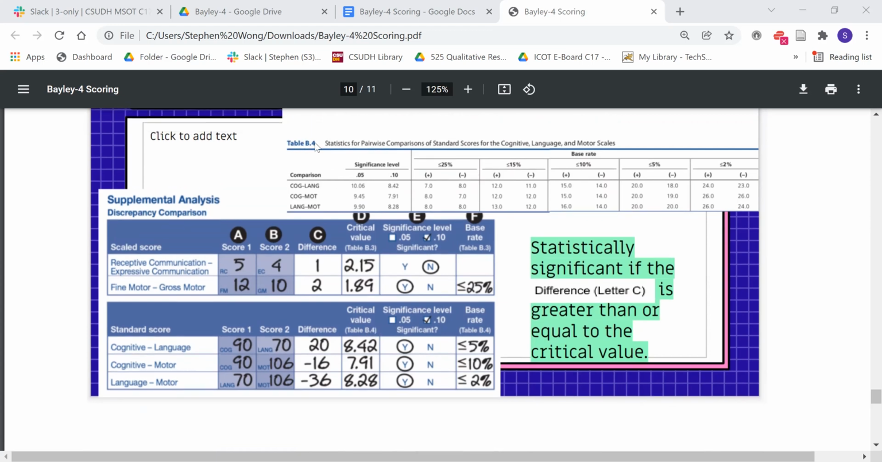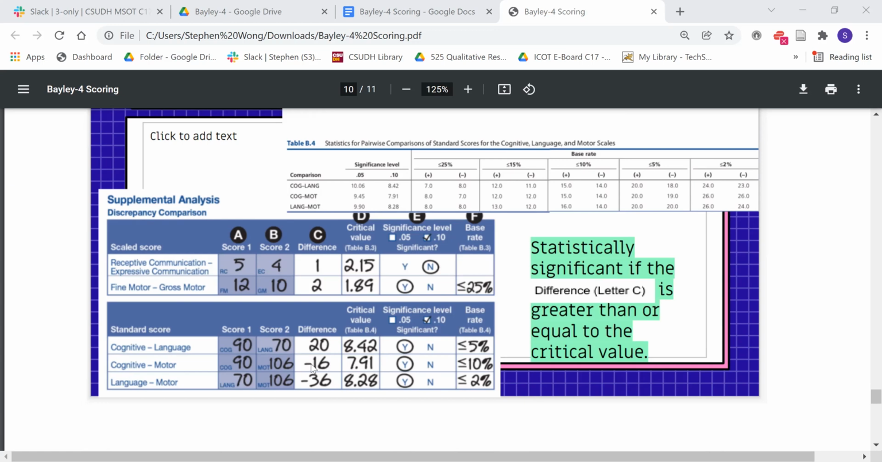So in table B.4, we're comparing cognitive to motor. And again, the significance level should be given, and the given one is checked off as 0.10. So the comparison of cognitive to motor with the significance level of 0.10 gives us a critical value of 7.91. So write down 7.91 here.